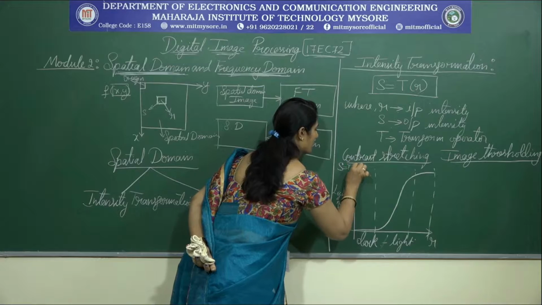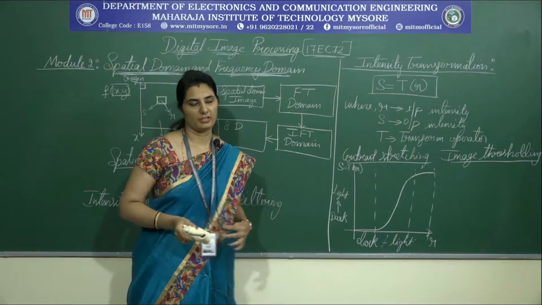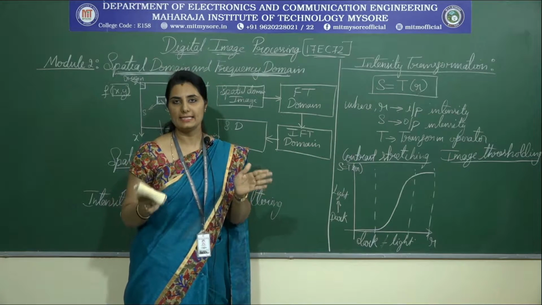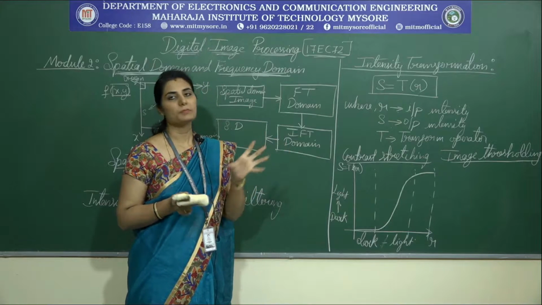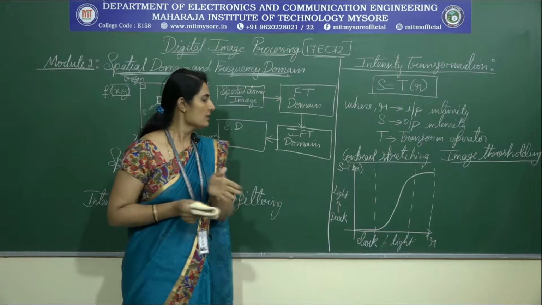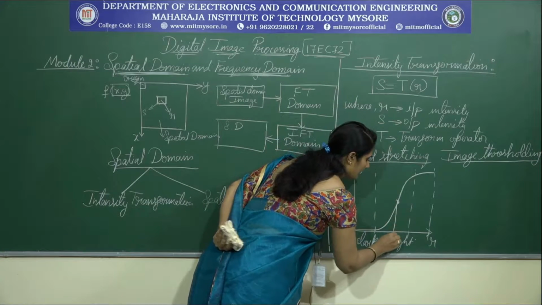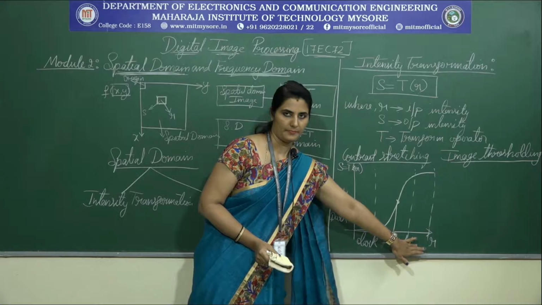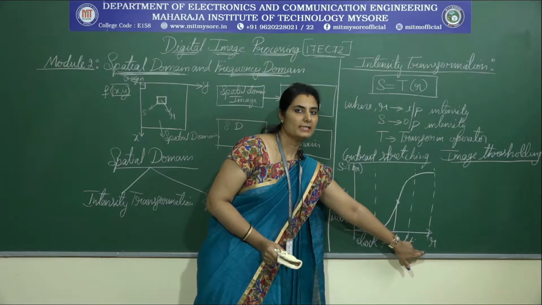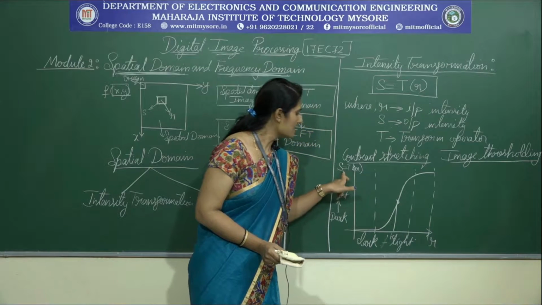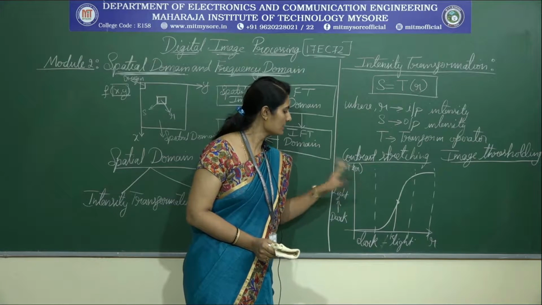S is equal to T of R. So, contrast stretching. This method is used to enhance the image, that is, to improve the quality of the image. Here we perform contrast stretching. Here in this case, we know that R is the intensity level of the pixel before transformation and S is the intensity level of the pixel after performing this transformation operation.